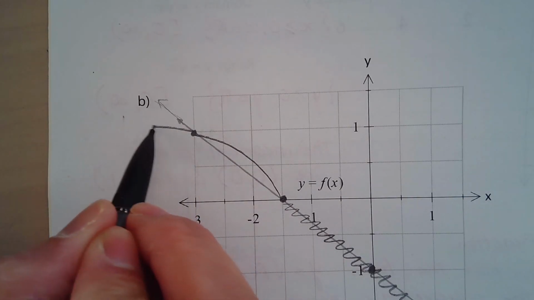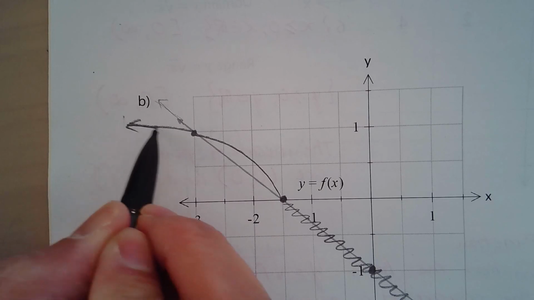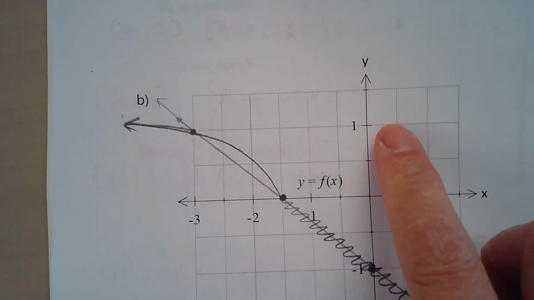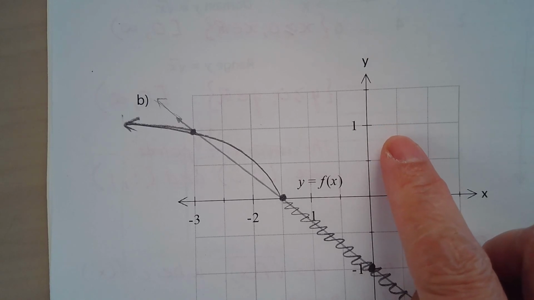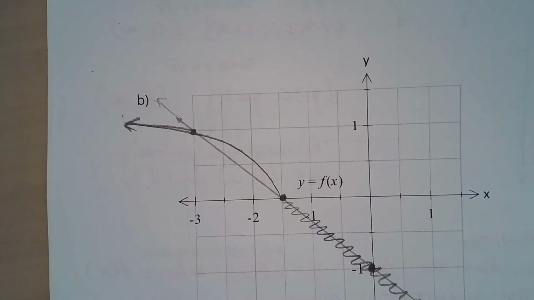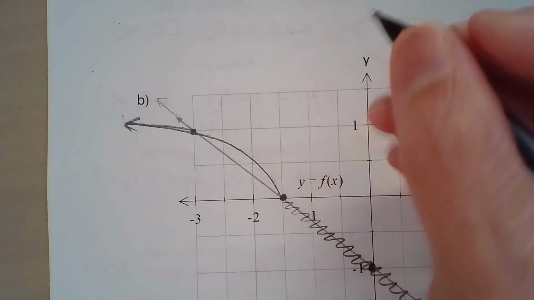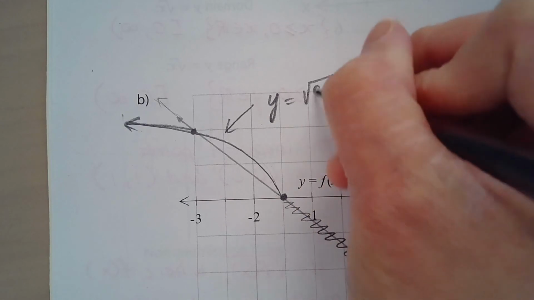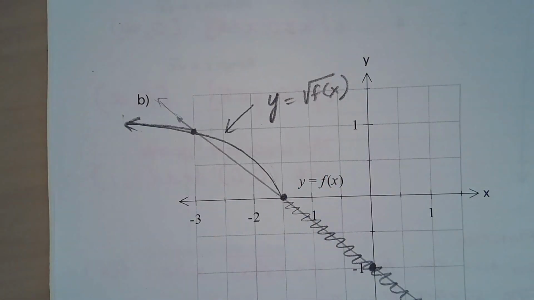And then from there, anything above 1, when you take the square root, will result in a lower number. That's why it starts to go below. So this part here is y equals the square root of f of x. Is that okay?